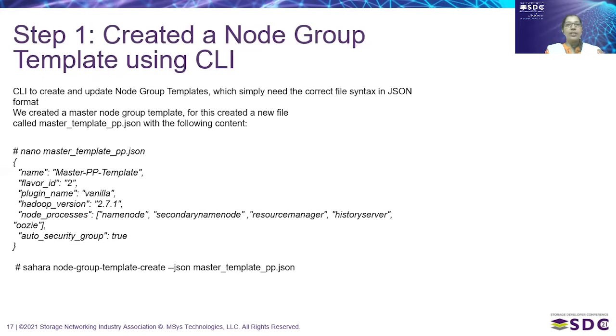The first step is to create a node group template using the CLI, where it would require a few parameters and their values. Through that, we create a master template file. It is a JSON file, and using that JSON file with the CLI command Sahara node group template create, providing that JSON as input, we would be able to create a node group template.